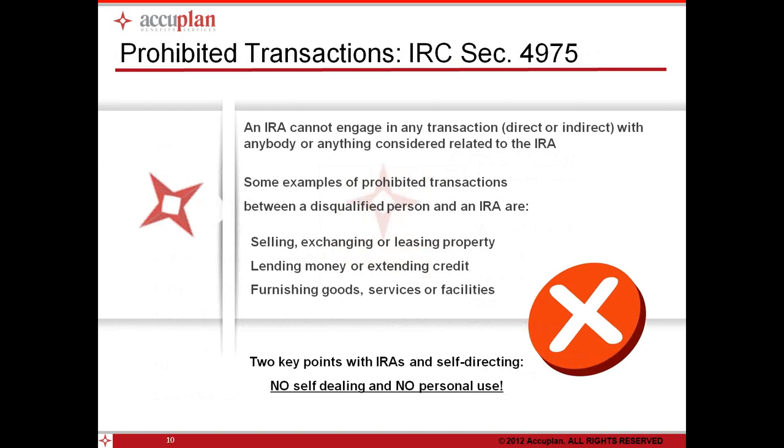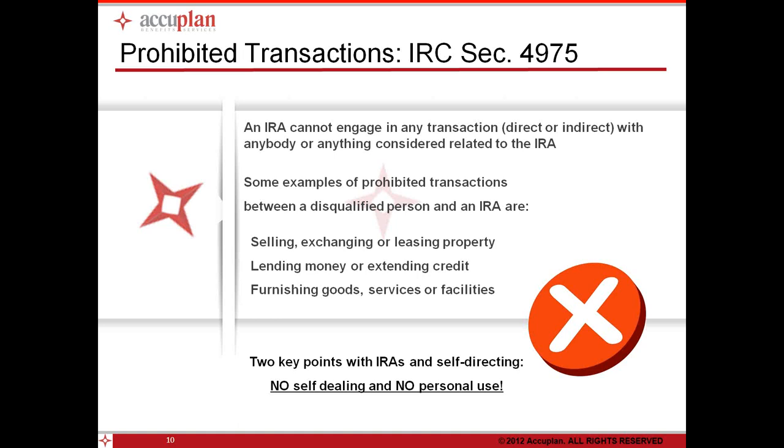Prohibited transactions. This is part of Internal Revenue Code 4975, and basically it states that there are certain restrictions with the self-directed plan, do's and don'ts. In summary, an IRA cannot engage in any transaction, direct or indirect, with anyone or anything considered related to the IRA.